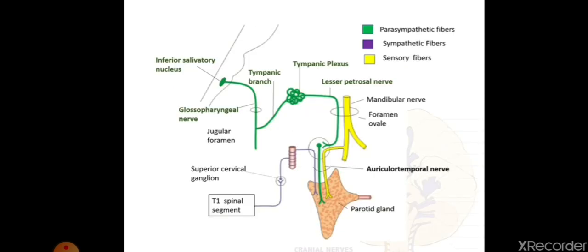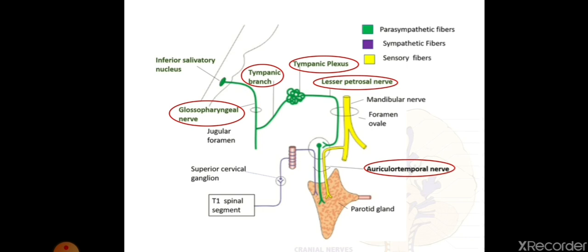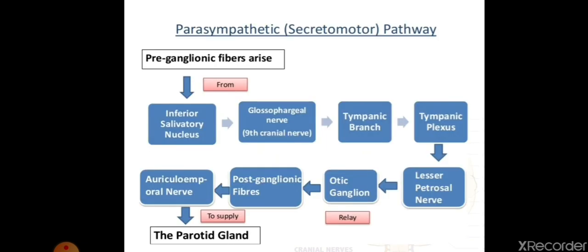So let us see the secretomotor pathway in detail. It is very much important. Here is the glossopharyngeal nerve exiting through the jugular foramen. Then it gives the tympanic branch, which joins the tympanic plexus. From the tympanic plexus, it emerges as the lesser petrosal nerve. This lesser petrosal nerve then reaches the otic ganglion. After passing through the otic ganglion, it joins the auriculotemporal nerve and supplies the parotid gland.